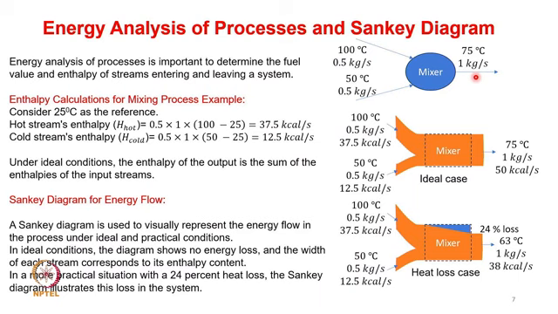So if you wanted to compute the enthalpy, which is a key component in the energy analysis, you need to fix a reference temperature. Let's assume 25 degrees C, which is typically a clean ambient, as the reference. So for the hot stream, m Cp delta T is 0.5 times 1 times 100 minus 25, which is 37.5, and for the cold stream it is 0.5 times 1 times 50 minus 25, which is 12.5. So this is what has been represented here.